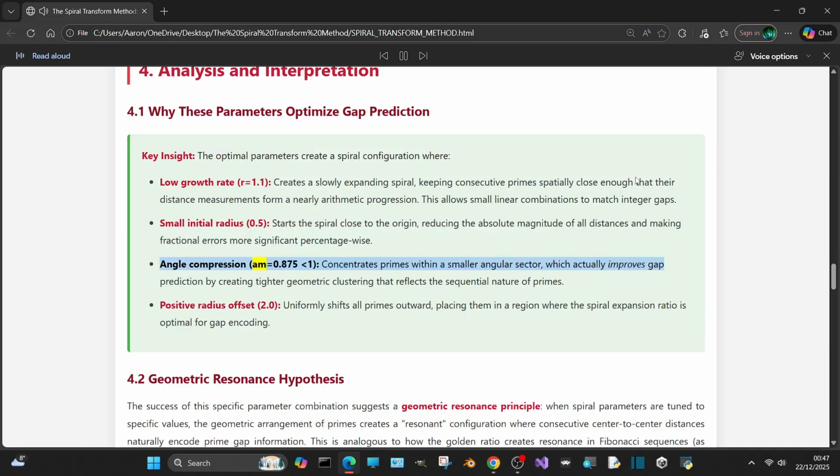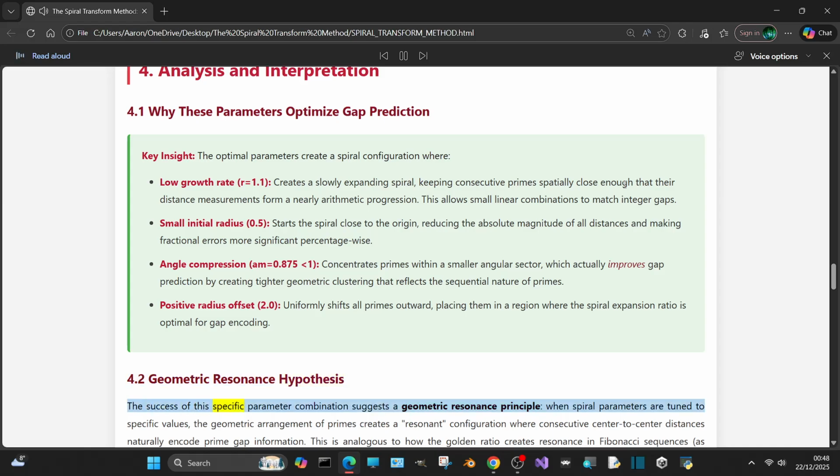Angle compression, equals 0.875, concentrates primes within a smaller angular sector, which actually improves gap prediction by creating tighter geometric clustering that reflects the sequential nature of primes. Positive radius offset, 2.0, uniformly shifts all primes outward, placing them in a region where the spiral expansion ratio is optimal for gap encoding.